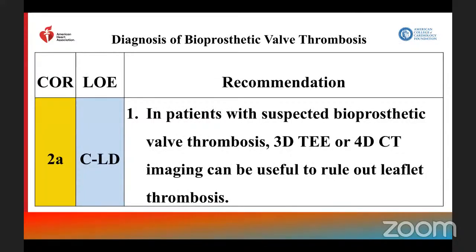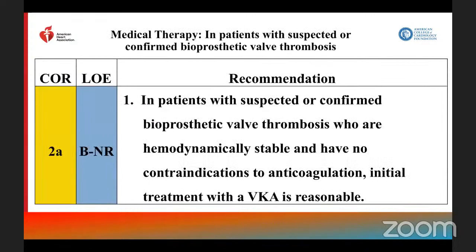For patients with suspected bioprosthetic valve thrombosis, a 3D transesophageal echo or 4D CT imaging can be useful to rule out leaflet thrombosis as a class 2A. And in patients with suspected or confirmed bioprosthetic valve thrombosis who are hemodynamically stable and have no contraindication to anticoagulation, initial treatment with a vitamin K antagonist is reasonable as a class 2A.